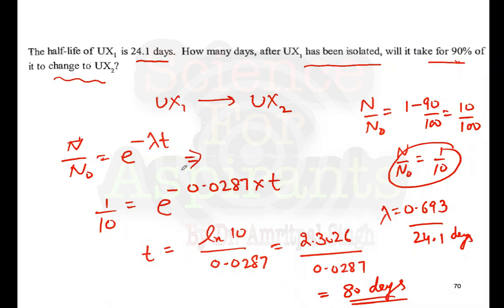Here the important trick, where most students get stuck, is this: N over N naught is the ratio which remains at that time. So the portion which has disintegrated, you have to subtract from 1 in order to find the exact number at that time. So this is the end of today's lecture.